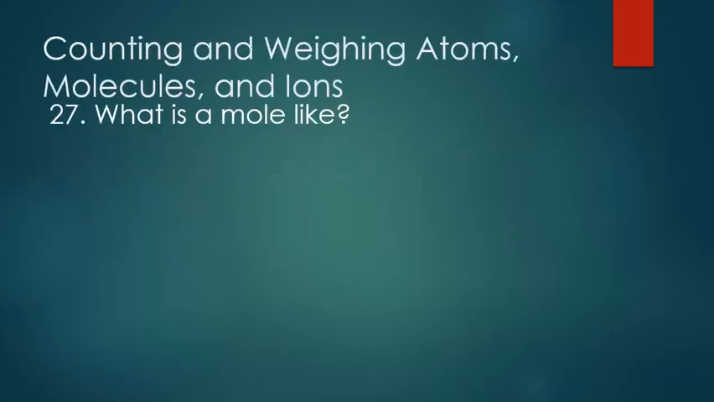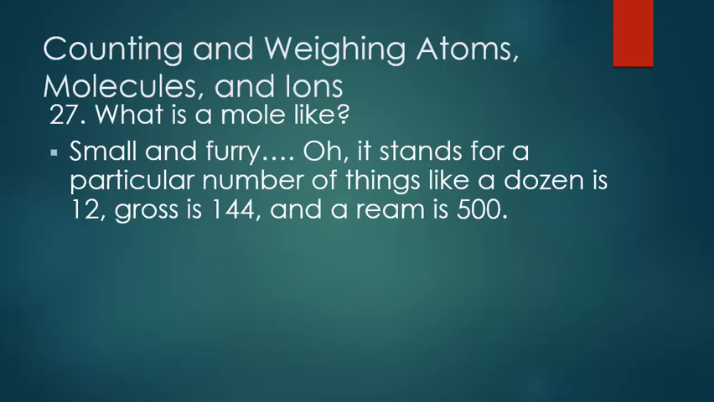What is a mole? A mole is small and furry. Okay, no, it is not. It stands for a particular number of things. Eggs are so small that we don't sell them in ones. We sell them by the dozen. Okay? A gross is a dozen dozens. So you buy pencils by the gross, which is 144.